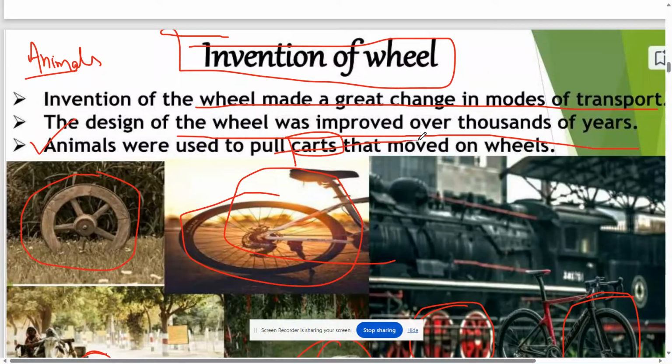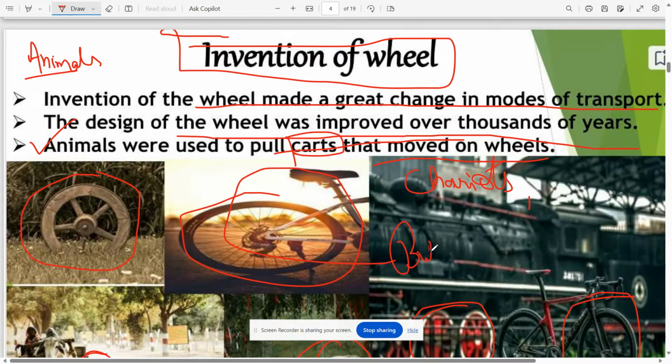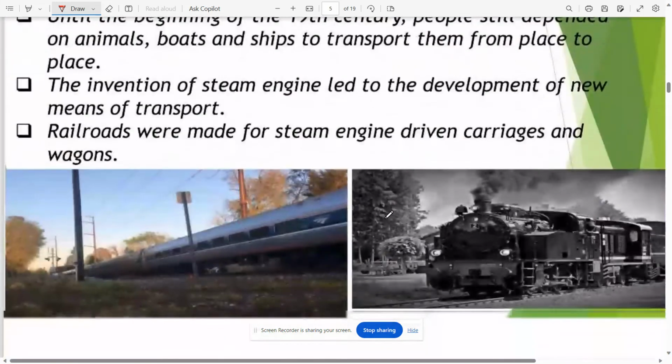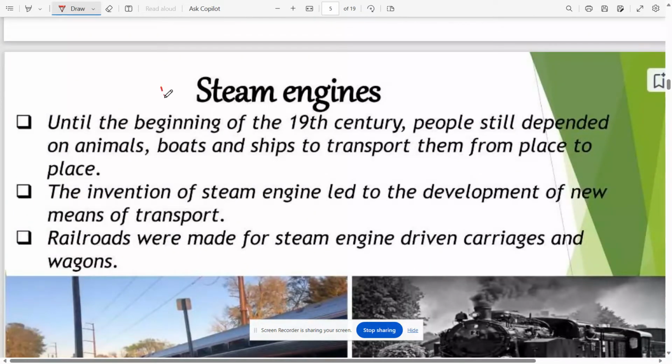Animals were used to pull carts, as I told. Animals were used in chariots and bullock carts, and these types of things. Steam engines started from the 18th and 19th centuries. 19th century means the 1800s, 20th century means the 1900s, and the 21st century means the 2000s, in which we are living.